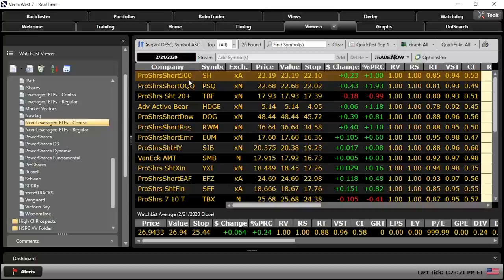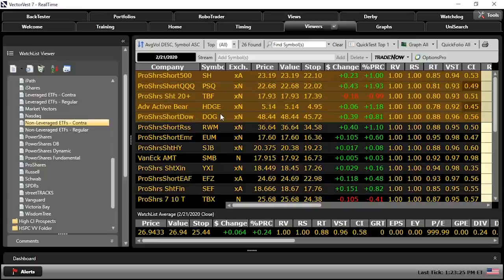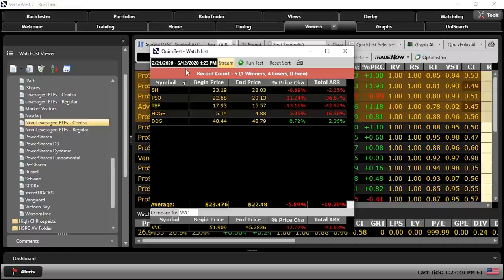Let's look at the top five. We'll highlight them. 1, 2, 3, 4, 5. So we got a good mixture in here: the S&P 500, the Dow, the Qs, the Treasuries, an active bearish contra ETF. Let's do a quick test. Quick test of the selected. We're going for 2/21 and we're going all the way up until now.